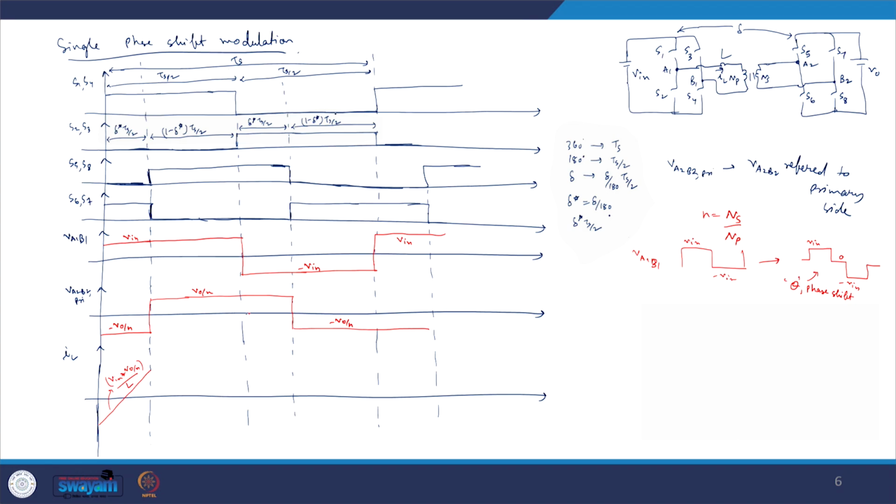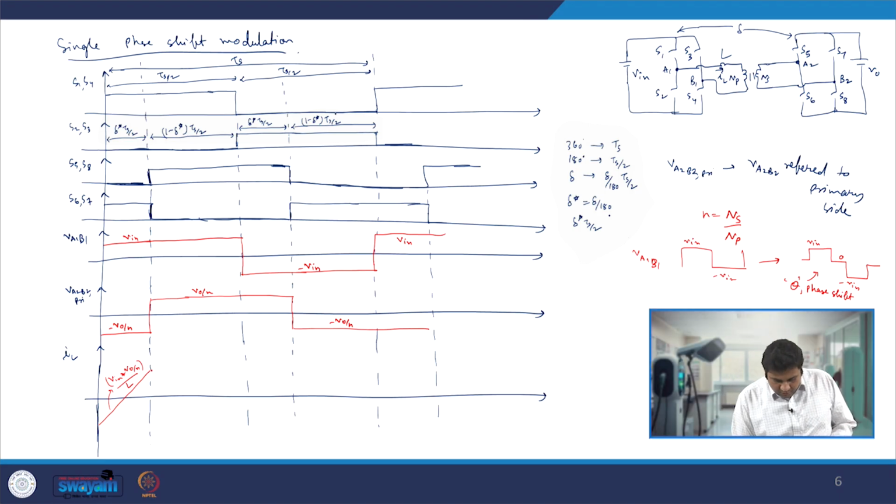Then between this point to this point, we are now applying V in from this side and V naught by N from this side of this L. So our slope is now reduced, and that is nothing but, we can say it is V in minus V naught by N by L. With that slope it is rising.